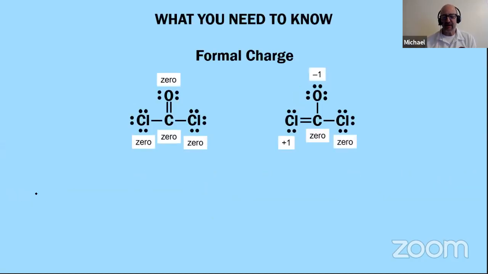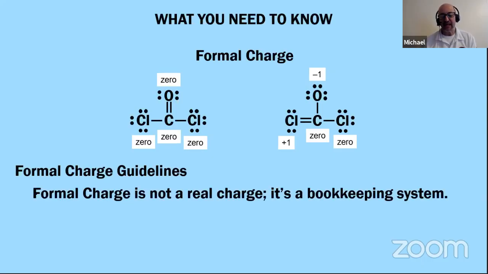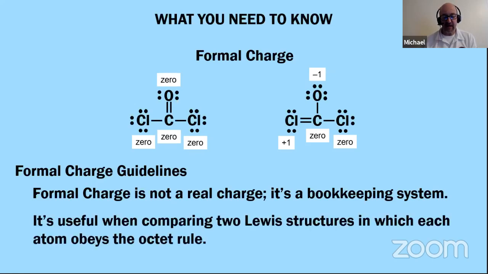So when you analyze these 2 Lewis electron-dot structures, now that you know that formal charge can be used to analyze the structure, let me give you some guidelines. First of all, remember that formal charge is a bookkeeping system that will help us analyze Lewis structures. It's useful when comparing 2 different Lewis structures, each of which obeys the octet rule. So if I have a choice between the structure on the left and the structure on the right, and I have to decide which one is more preferred, I'm going to go with the structure on the left, trying to get formal charges of 0 and still obeying the octet rule.